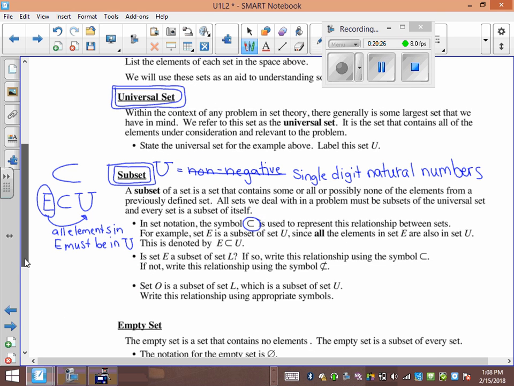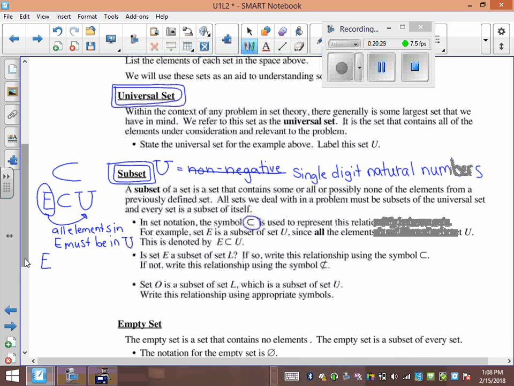Now, could I say E is a subset of E? Is everything in E in E? Yeah, they're the exact same. So that's why I said some or all could be in it. So every set is a subset of itself because everything in E is in it. Okay.